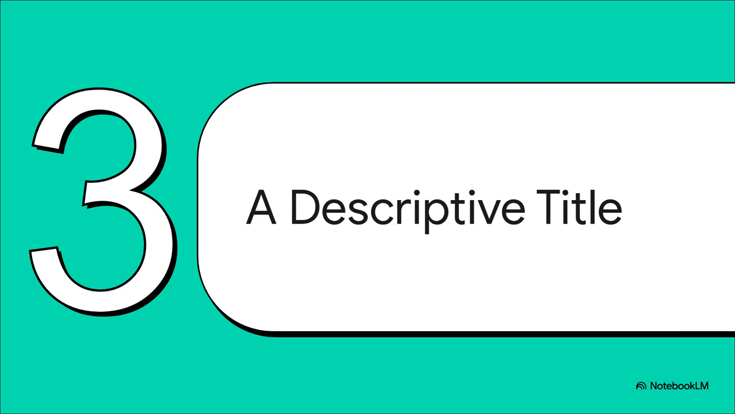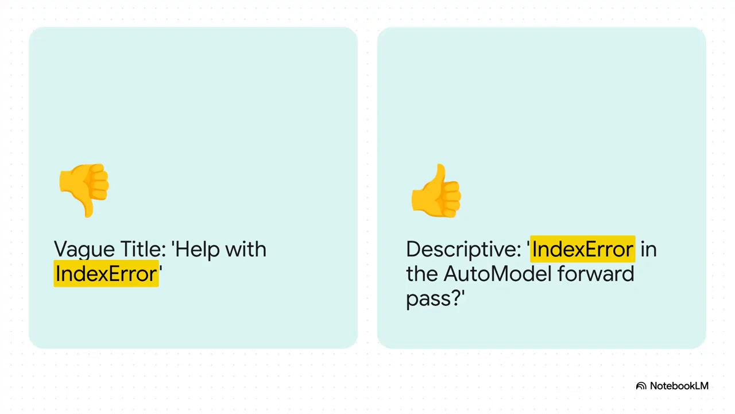The single most important piece of real estate in your entire post is the title. It's your headline, your first impression, and we need to make it count. Just look at the difference here. On the one hand, you have the vague original, "Help with Index Error." Meh. But compare that to something way more effective: "Source of IndexError in the AutoModel forward pass." The difference is huge. The second title is absolutely packed with specific, searchable info.